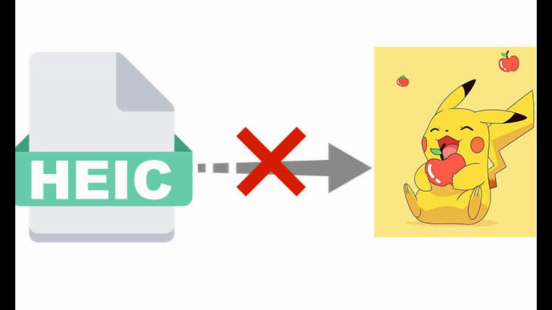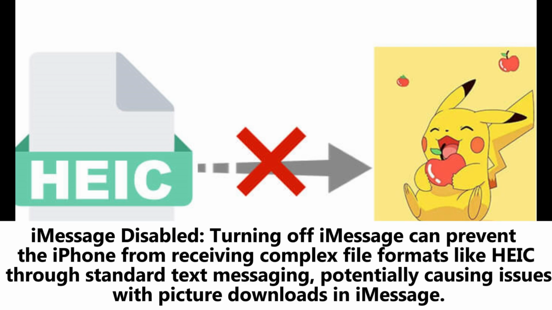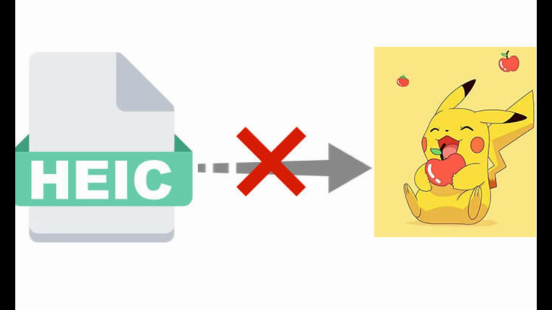Here are a few common reasons. iMessage disabled. Turning off iMessage can prevent the iPhone from receiving complex file formats like HEIC through standard text messaging, potentially causing issues with picture downloads in iMessage.